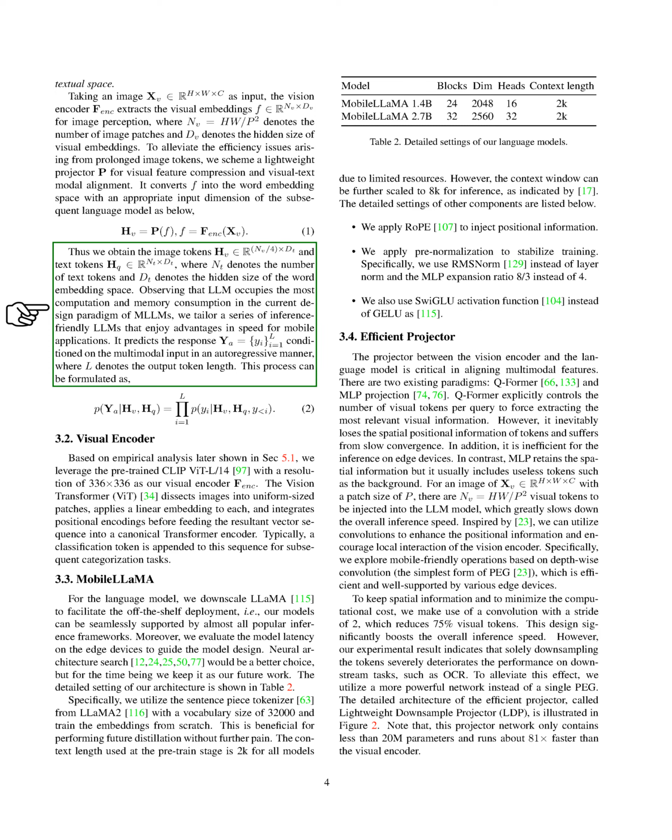Given that LLMs consume most of the computation and memory in the current design paradigm of MLLMs, we tailor a series of inference-friendly LLMs that are faster for mobile applications. These predict the response conditioned on the multimodal input in an autoregressive manner, where L denotes the output token length.